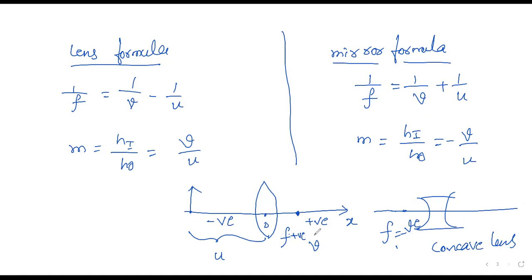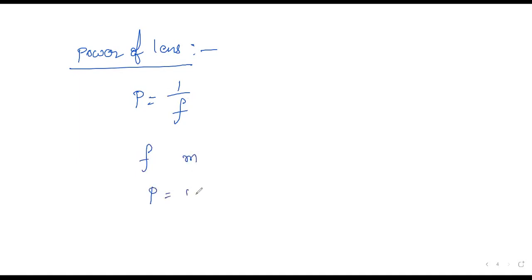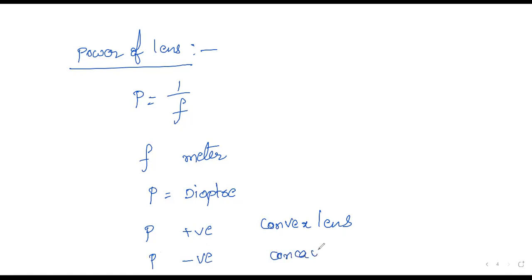Next, come to the topic power of a lens. Power of a lens is very important for us. If you see, some people have defects of the eyes and they wear lenses. So based on this, the power of lens formula is P equals 1 by f, where f is the focal length and P is the power. F we take in units of meters and P is in diopters. Next, if the power of the lens is positive, then the lens they are using is a convex lens. And if the power is a negative value, then the lens is a concave lens.